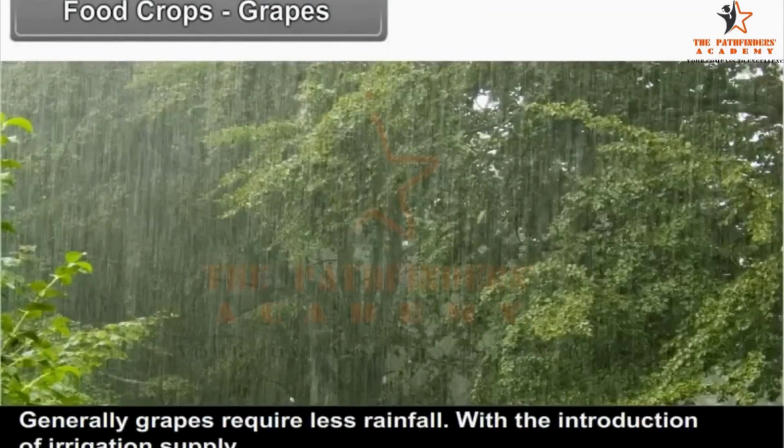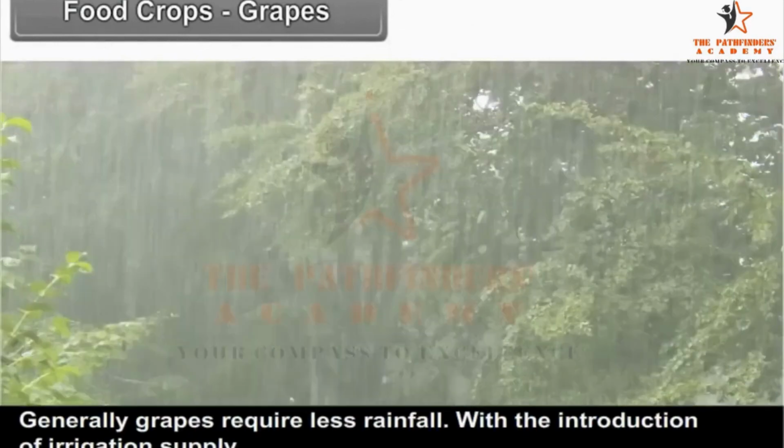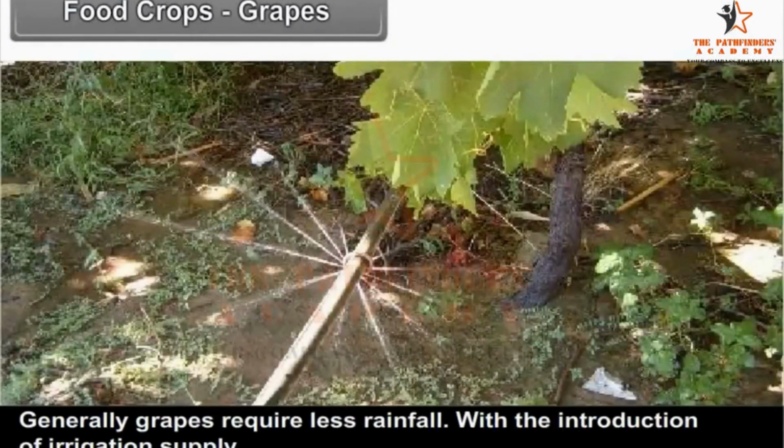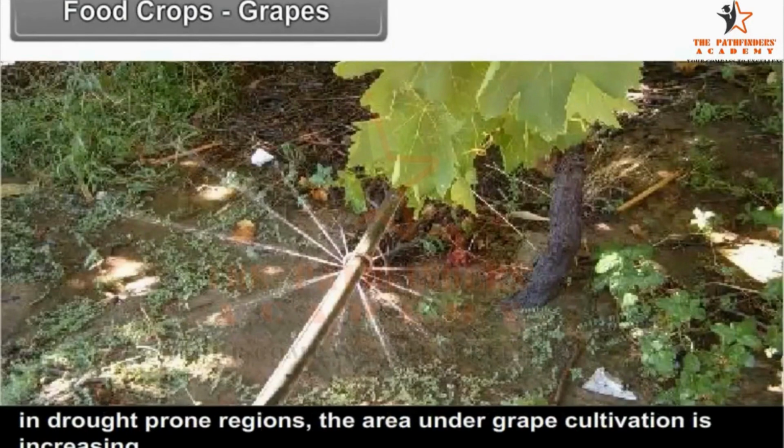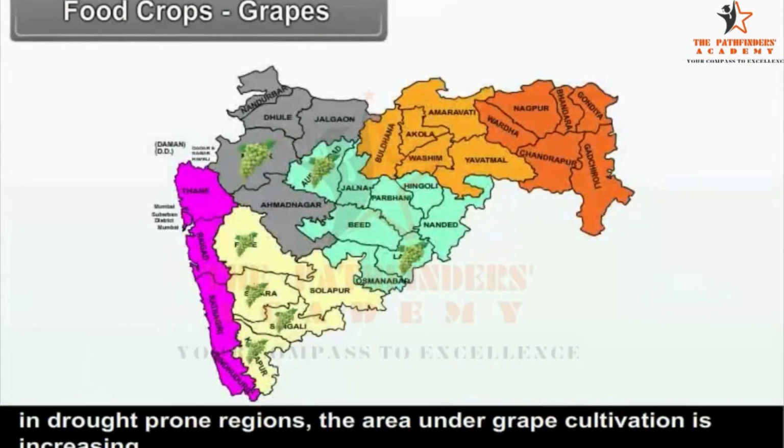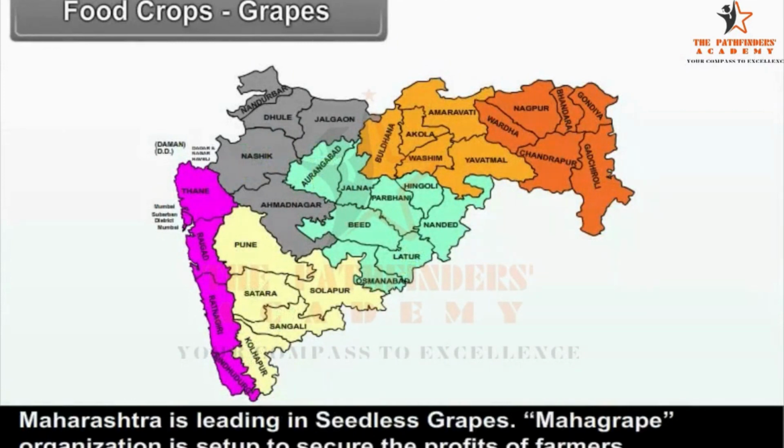Generally, grapes require less rainfall. With the introduction of irrigation supply in drought-prone regions, the area under grape cultivation is increasing. Maharashtra is leading in seedless grapes.